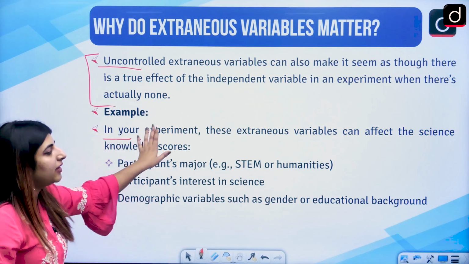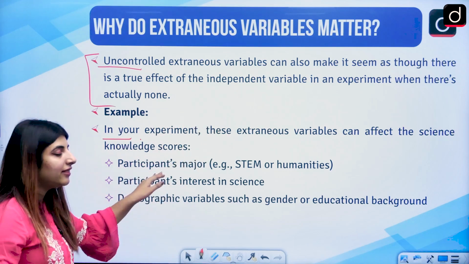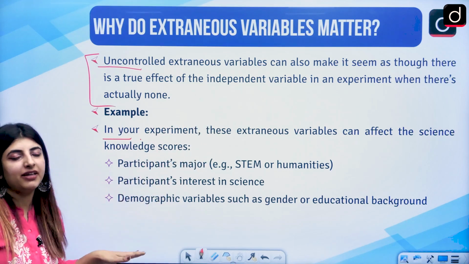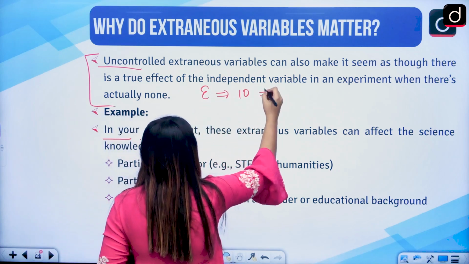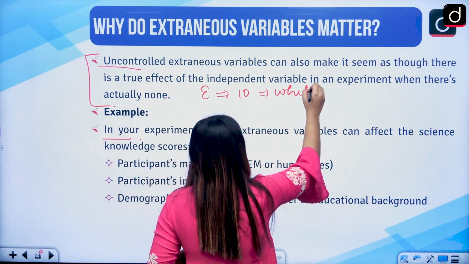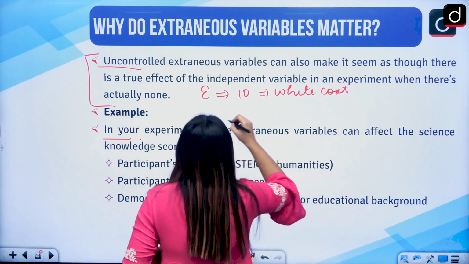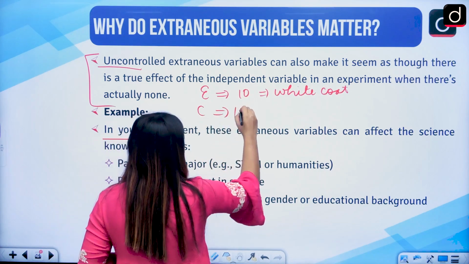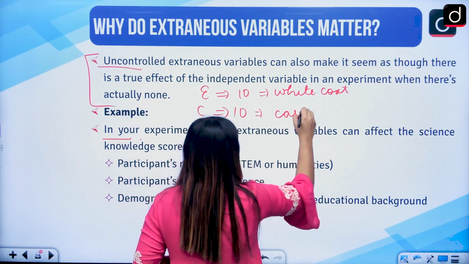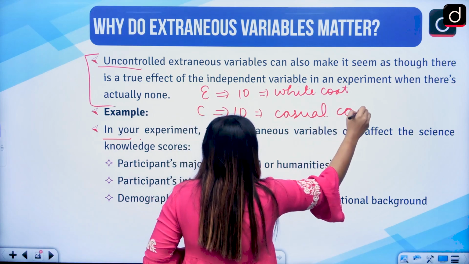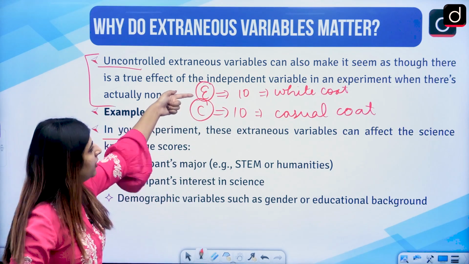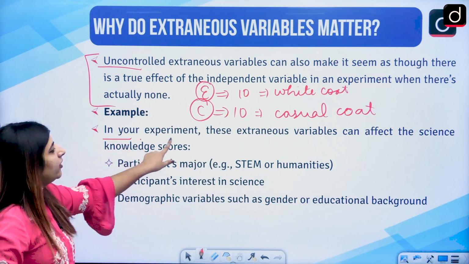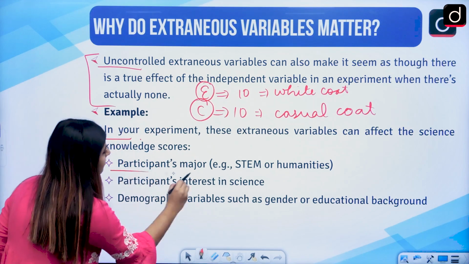So in your experiment, these are the variables. In the white lab coat experiment that we did on 2 groups, experimental group 10 people, white coat, control group 10 people, casual coat. This is what we wanted to see the effects of. Experimental group, control group. Now in your experiment, these are participants' majors.